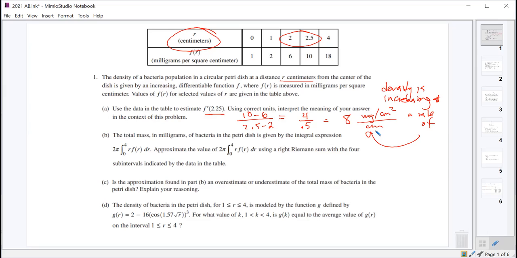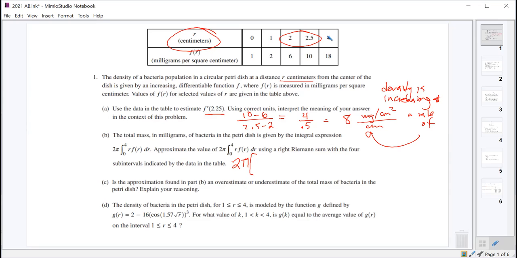Part B, the total mass is given by this integral, 2 pi times the integral from 0 to 4 of R, F of R. We want to use a right Riemann sum with 4 subintervals to approximate this integral. So that ought to be 2 pi times, and then if we're integrating R times F of R, we need to find the value of R times F of R at each of these intervals.